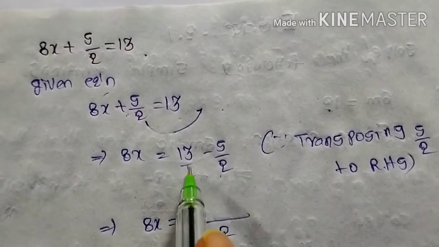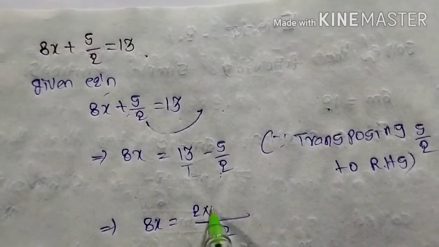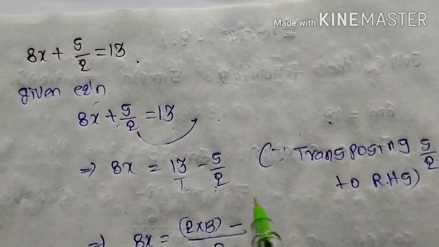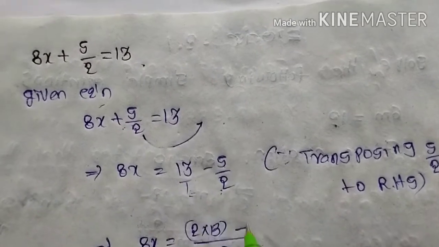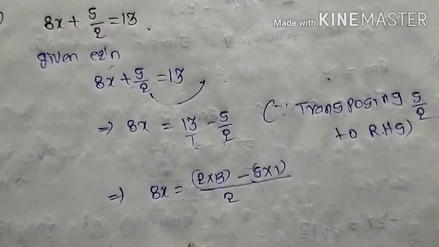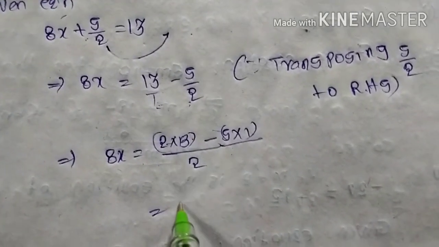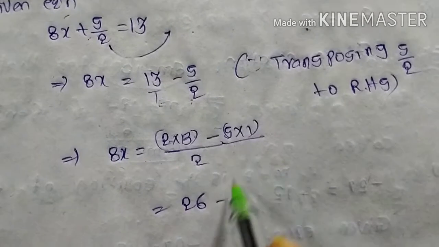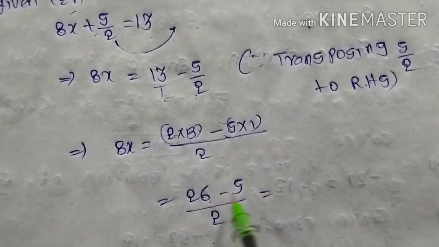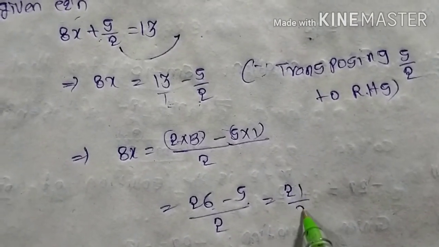You can write here directly 1 2 ja 2. That means 2 13 ja. You can write here 2 into 13 minus here 5 into 1. Simplify now. 2 13 ja how much? 2 13 ja 26. Yes or no? 26 minus 5 ja 5 by 2. That means here 26 minus 5 how much? 21 or not? Yes. 21 by 2.